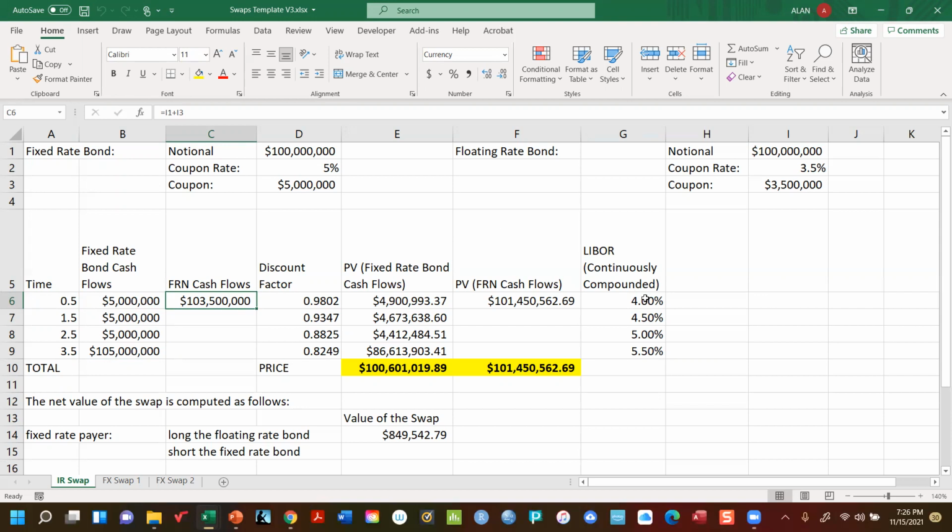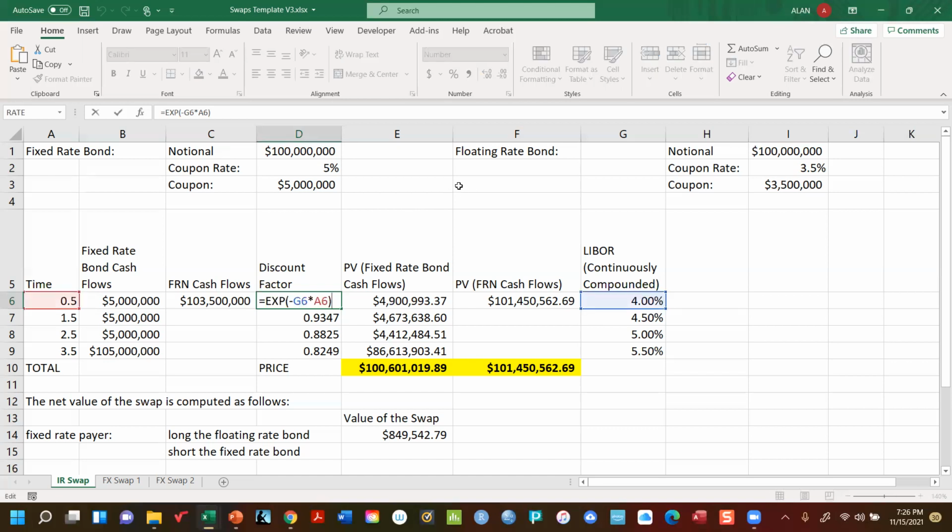Now the LIBORs are down here. Where are these coming from? Okay, so you can see the Excel function for e to the x is exp. So remember, it's e to the minus rt. The r is coming from this column. The t is coming from this column.